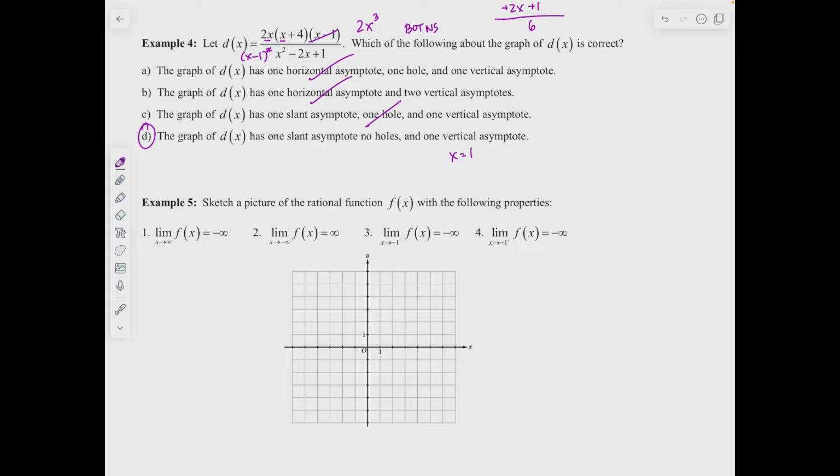Example number 5. What we want to do here is sketch a picture. As x approaches infinity, you should be going down towards negative infinity. As x approaches negative infinity, you should be going up over here. As you approach negative 1 from the left, you should be going down. As you approach negative 1 from the right, you should also be going down. So what I'm guessing here is my graph should be kind of going like that, and then something like that. And so that would match my description here.